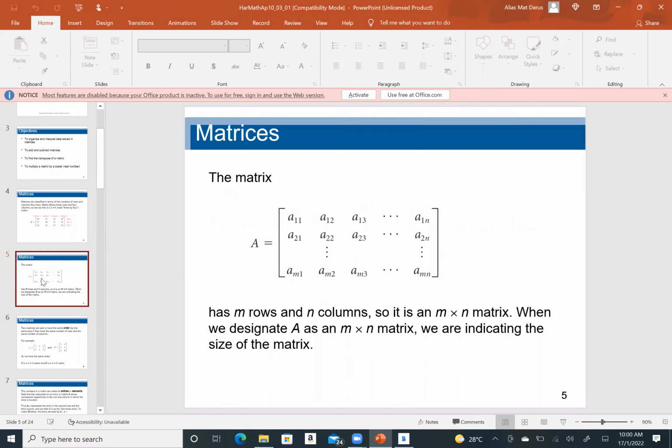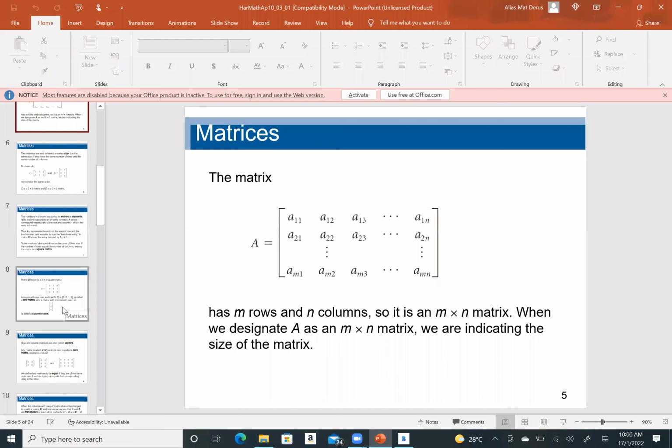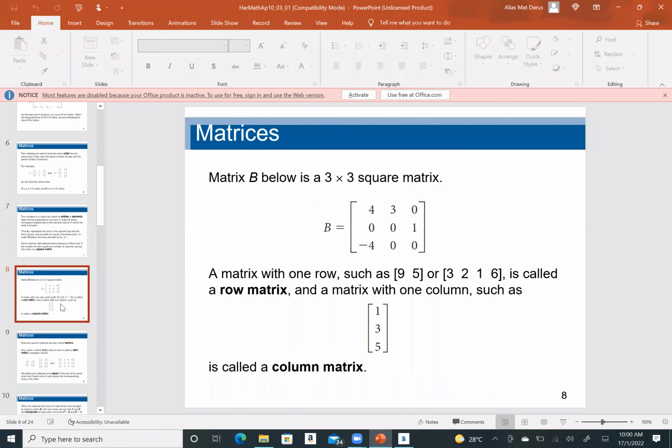Now this is the general form. I have done that. We have seen row matrix.